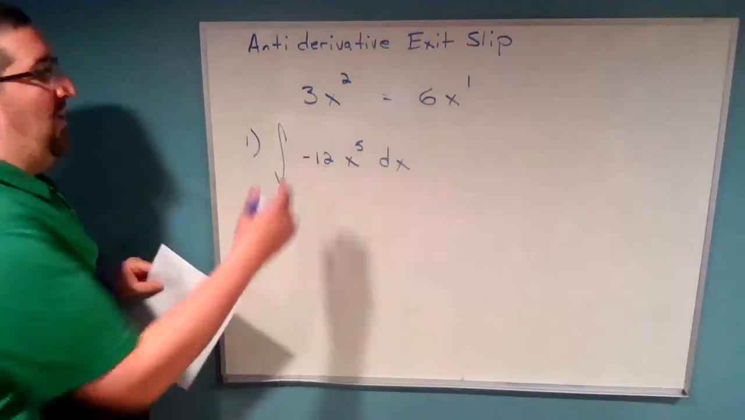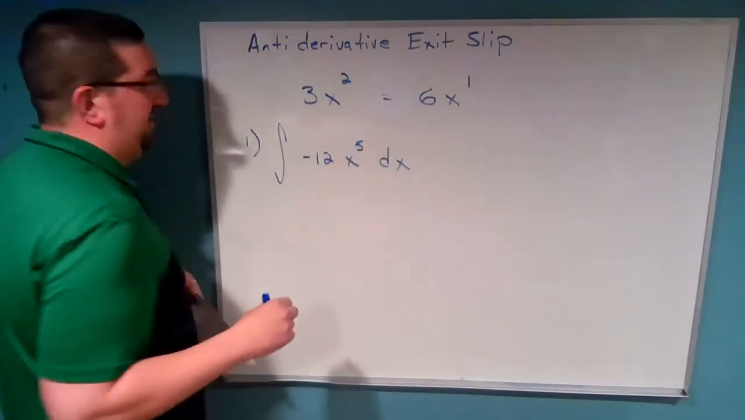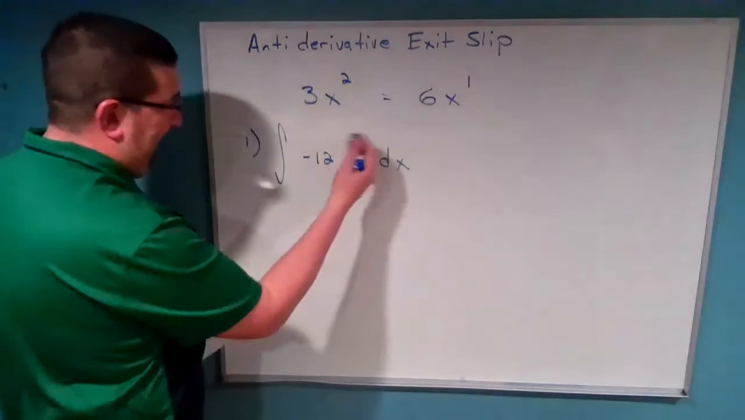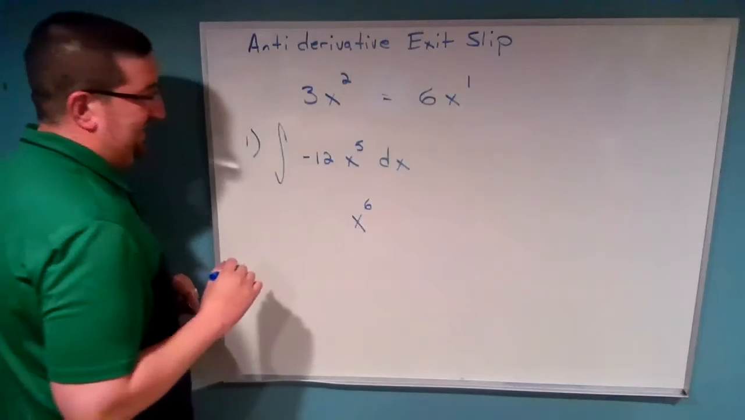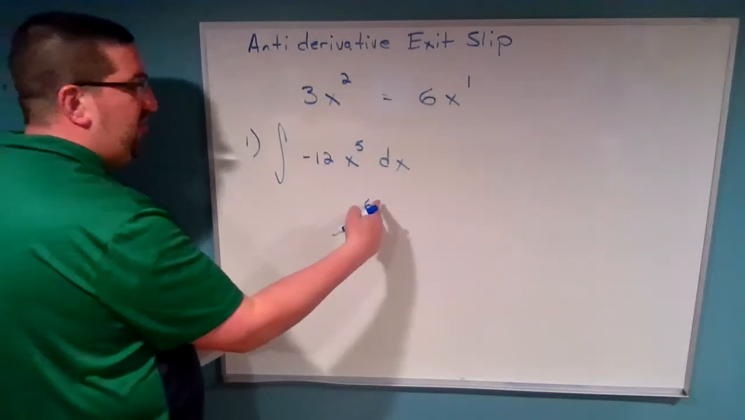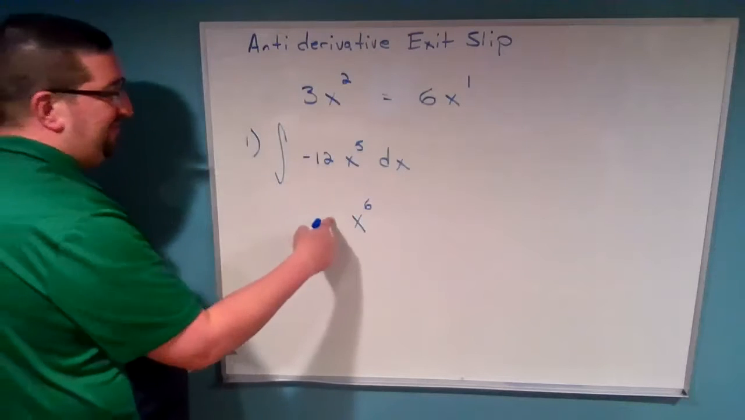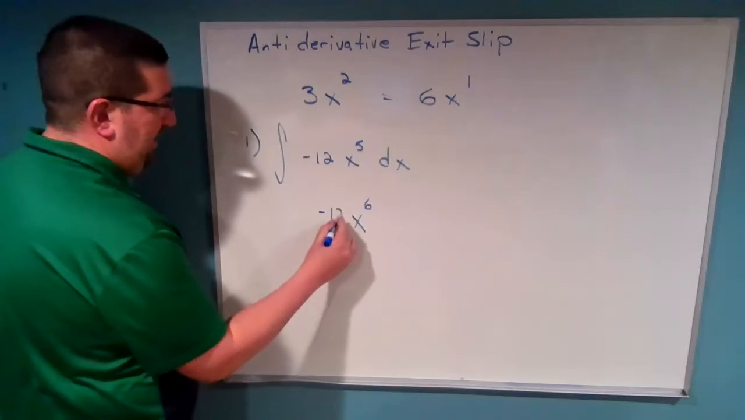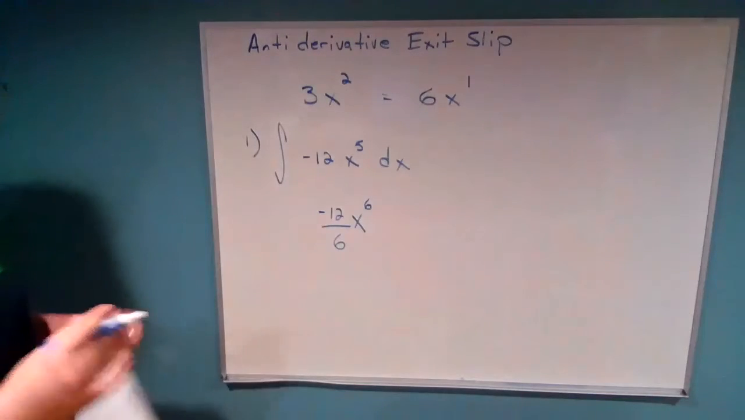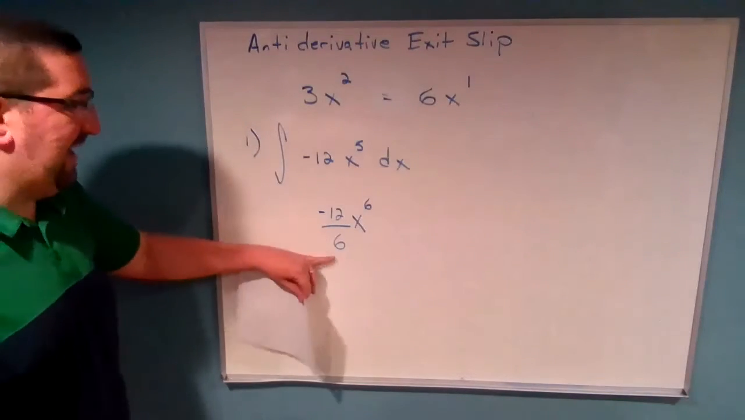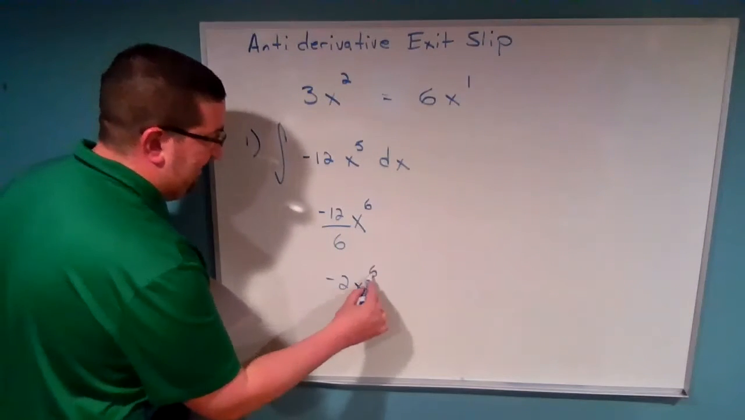So first step, we are going to add 1 to the exponent. So the antiderivative of this is going to be x to the 6th. And then we take our new exponent and we are going to be dividing the coefficient by it. So negative 12 divided by 6 is negative 2x to the 6th.